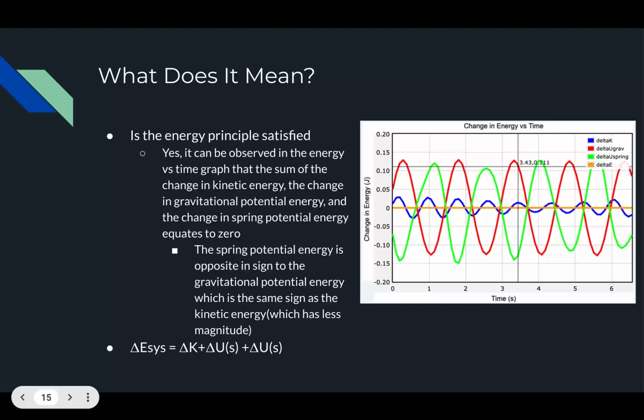The energy principle is satisfied. It can be observed in the energy versus time graph that the sum of the change in kinetic energy, the change in gravitational potential energy, and the change in spring potential energy equates to 0.